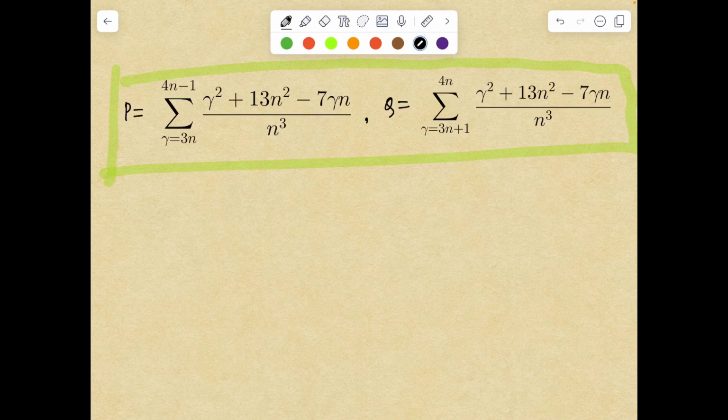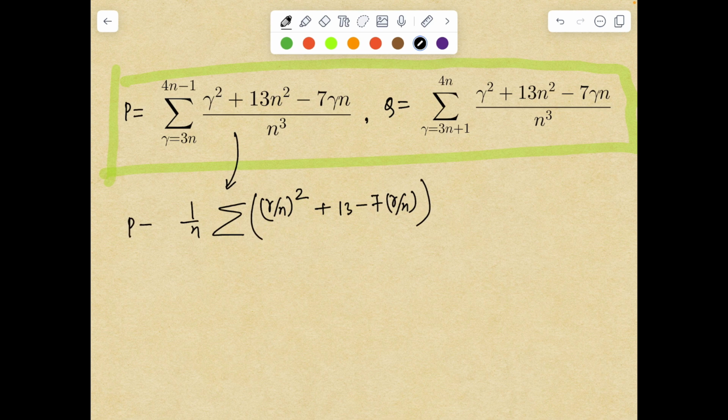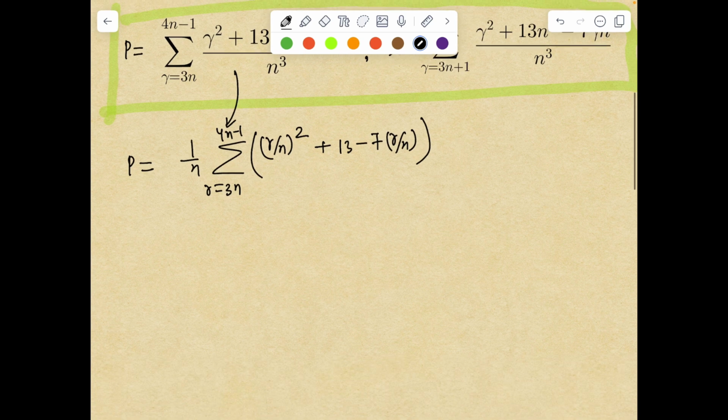So we need to compare P and Q value. Before I go further, it's better to represent the given summation in a nicer form. So I can write this as 1 by n times (r by n) whole square, I'm dividing by n, this gamma I am calling r by n by our usual notation, plus 13, and we have minus 7 times r by n. So let's call this expression P, and r is running from 3n to 4n minus 1.